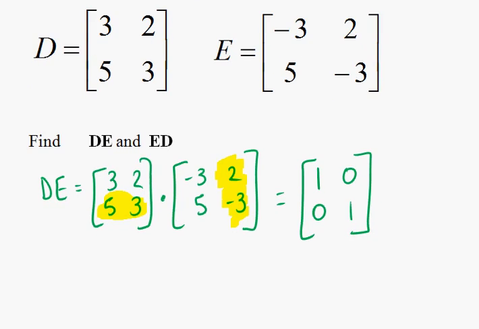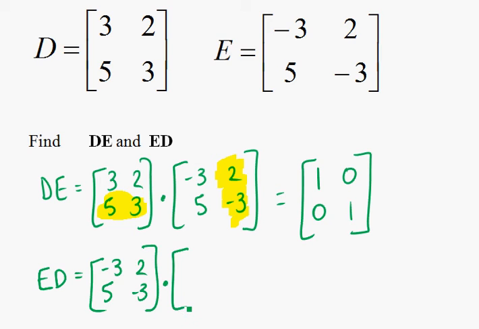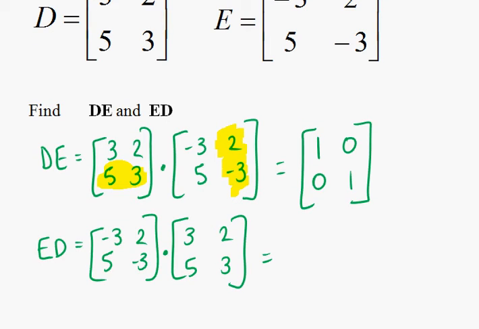The result that I get is something special. This matrix here, 1, 0, 0, 1, is actually called the identity matrix. And as you explore matrices more in later classes, you'll see that the identity matrix is actually a really important matrix. Now I'm going ahead and I'm writing out ED. We know that matrix multiplication is not necessarily commutative, so we don't know that we're going to get the same result when we multiply E times D than we did multiplying D times E.